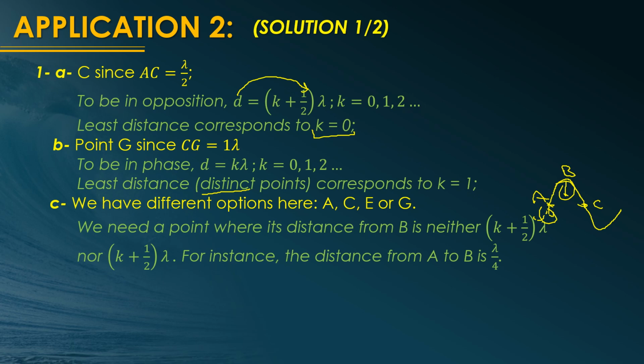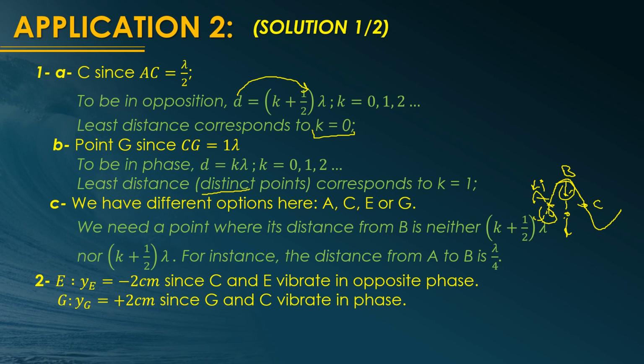Okay? If you wait a bit, B will reach this point here. A will reach the crest. Now A starts moving down and B is moving down as well. So A and B started to be in opposition and ended up to be in phase. That's why they are neither this nor that.